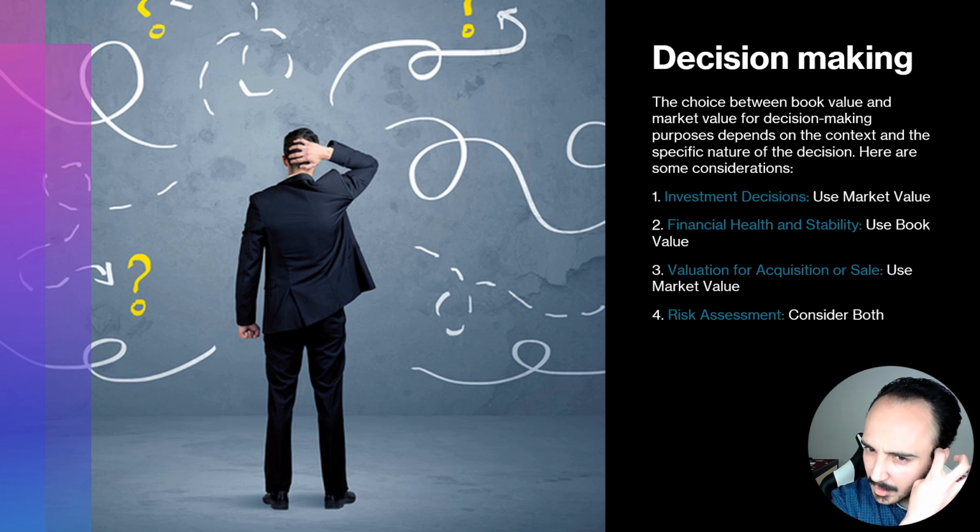Decision making with book value and market value: the choice between book value and market value for decision-making purposes depends on the context and the specific nature of the decision. Here are some examples. For an investment decision, use market value. For financial health and stability, use book value. For valuation for acquisition or sale, use market value. And for risk assessment, consider both of them.